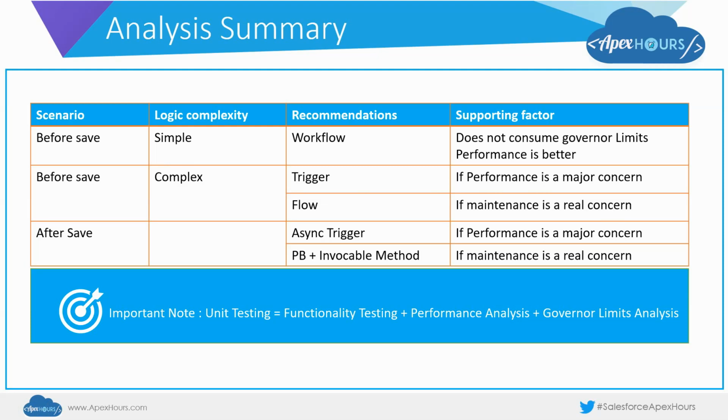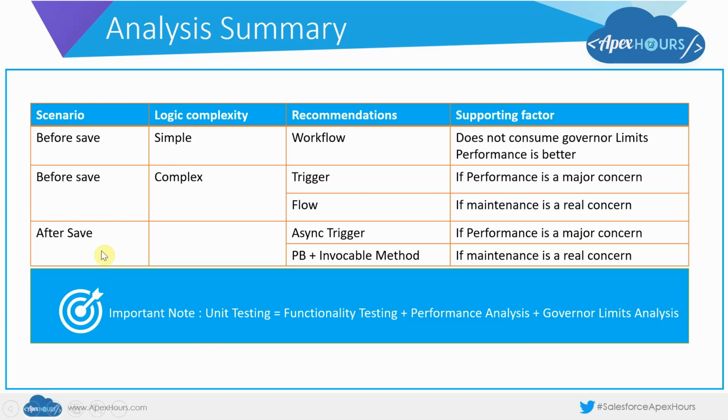But if it's a before save and a complex scenario, a trigger is a better option if you are very much concerned about performance. But if you don't have time to implement a trigger, test class and everything, go ahead with a before update flow solution, but please don't go with a process builder because it is going to consume lots of transaction time and also SOQL statements.